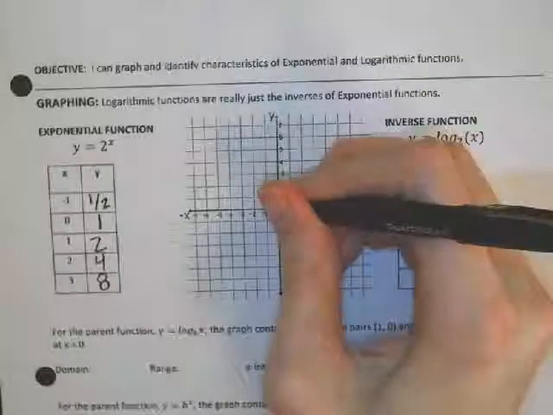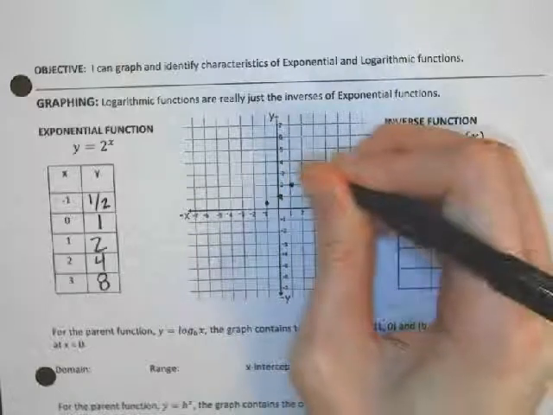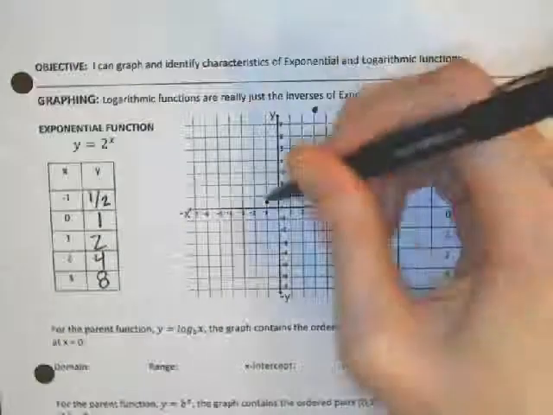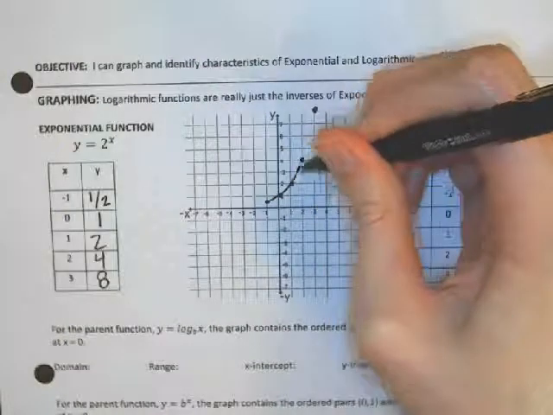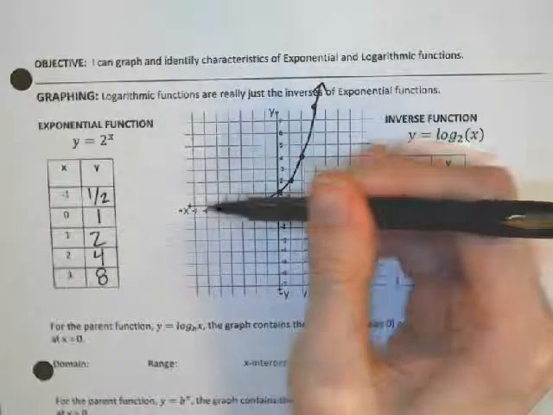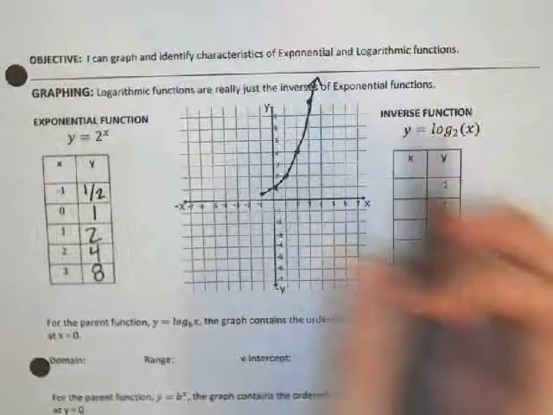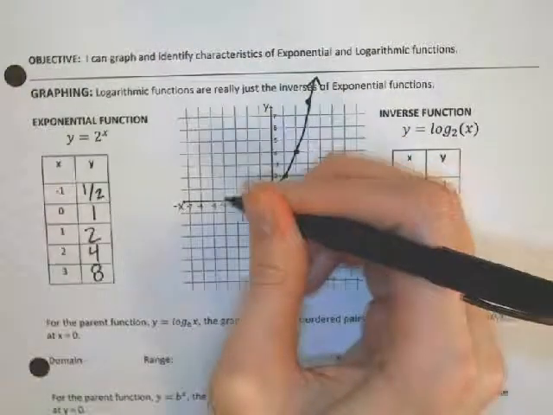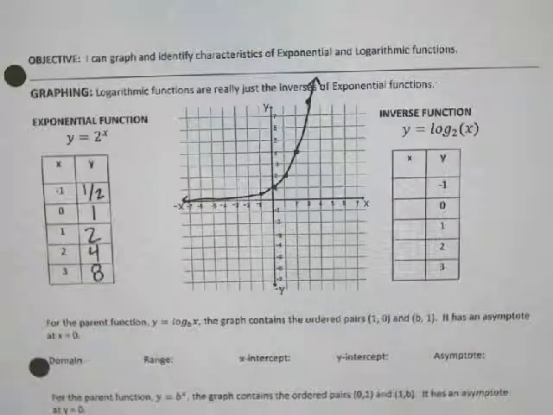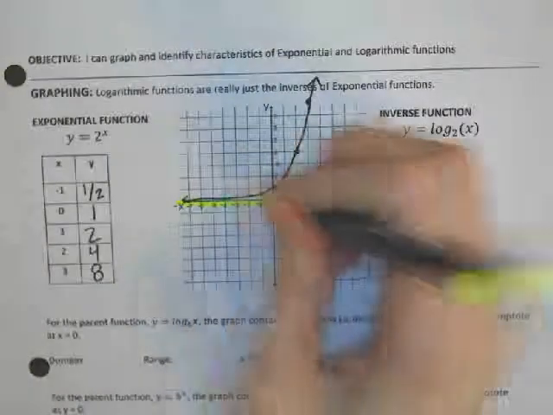We got -1, 1/2; 0, 1; 1, 2; 2, 4; 3, 8. Notice as they're going to the right, what are they doing? Getting bigger and bigger and bigger. They're going up to infinity. As x's are going to the left, what do we say was happening, the more negative we went? They were approaching 0. So I'm going to extend this line to approach 0, but will I cross it? No. Do you remember what that's called? An asymptote. Very good. So we have an asymptote right here.